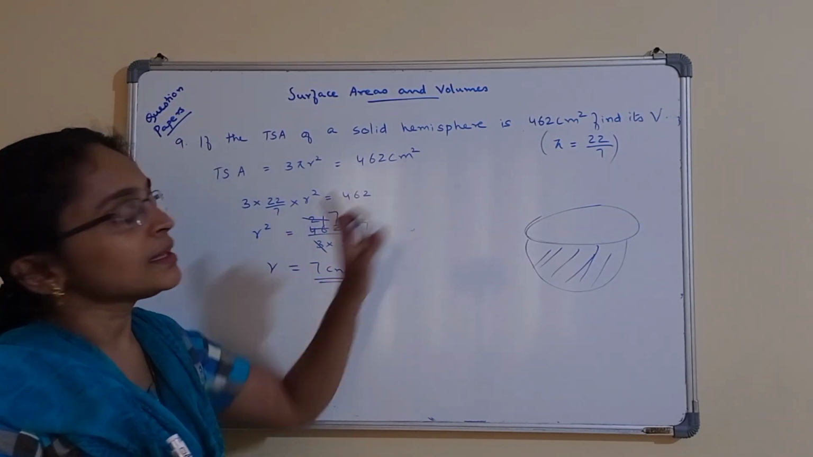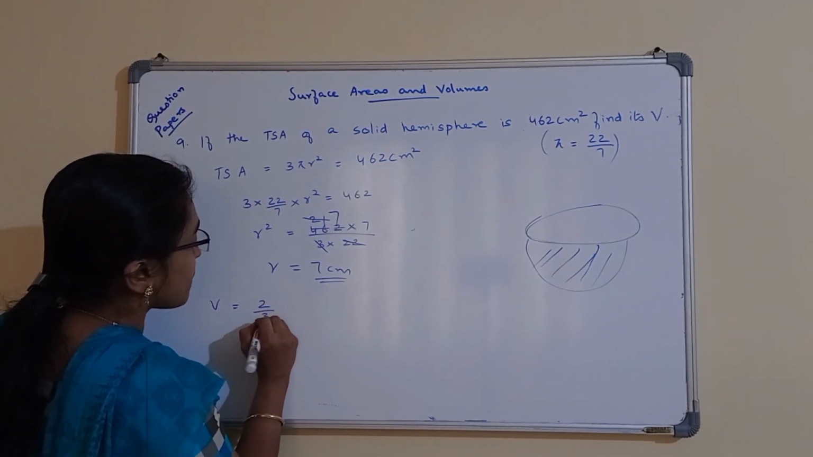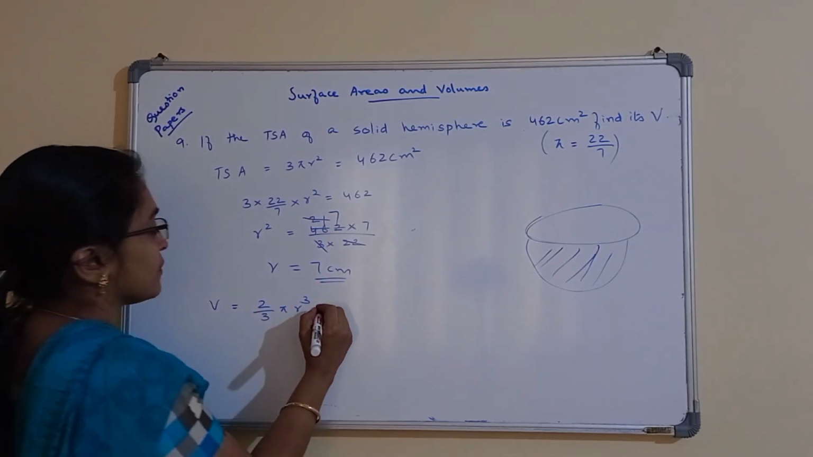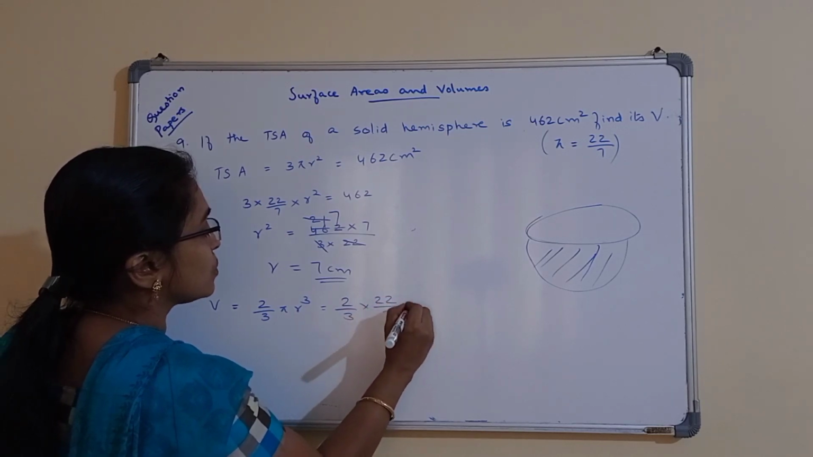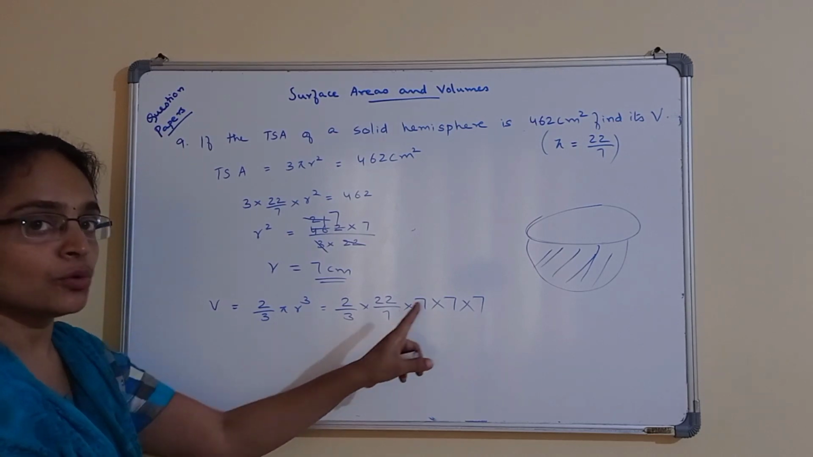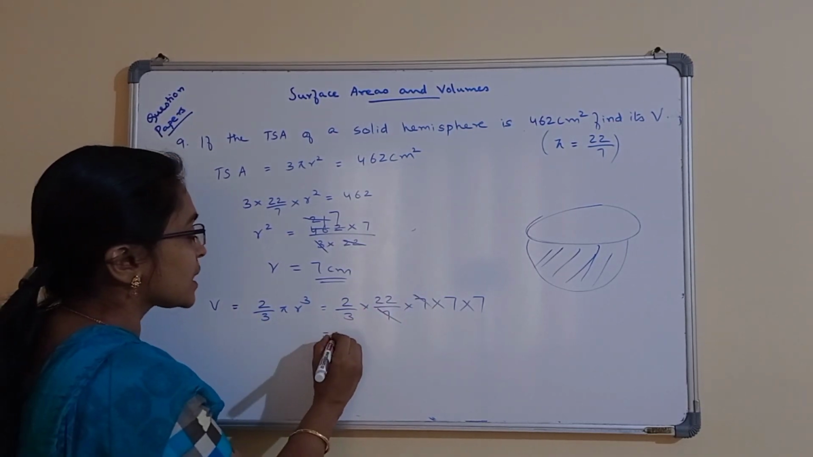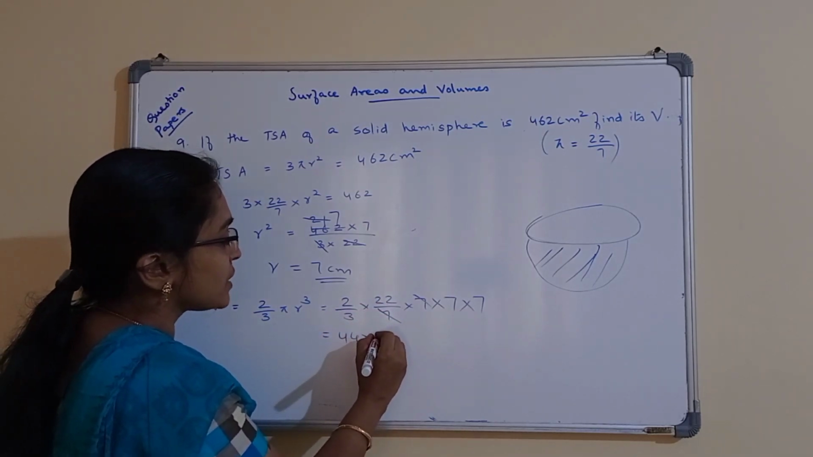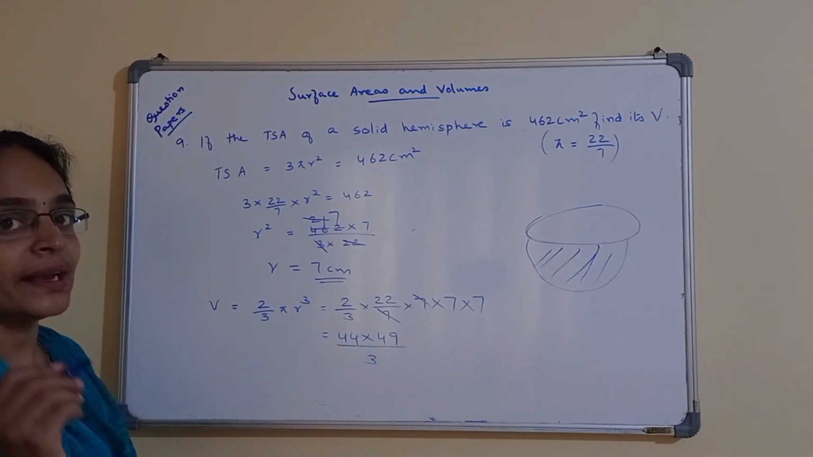Now we have to find the volume. Volume of a hemisphere is 2 by 3 pi r cube. So we can substitute r here. We will get 2 by 3 into 22 by 7 into 7 into 7 into 7. R cube means 7 into 7 into 7. So one 7 will get cancelled and we will get 44 by 3, and 7 into 7 is 49. 44 into 49 by 3.